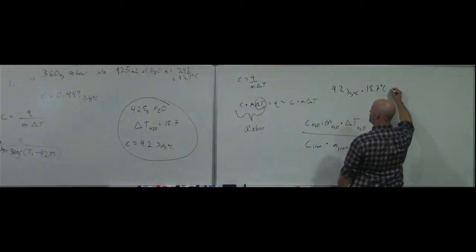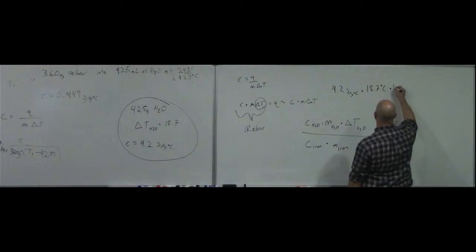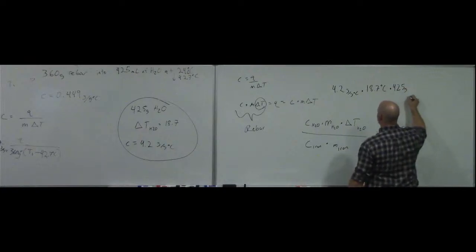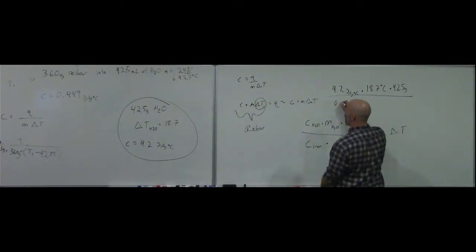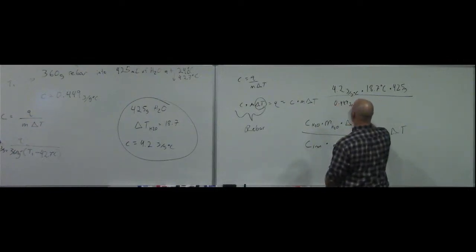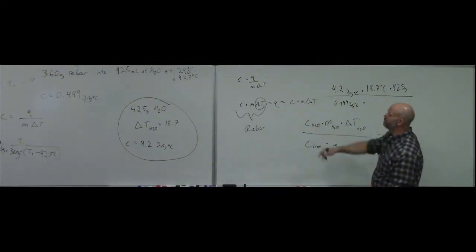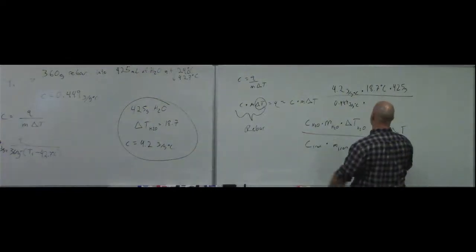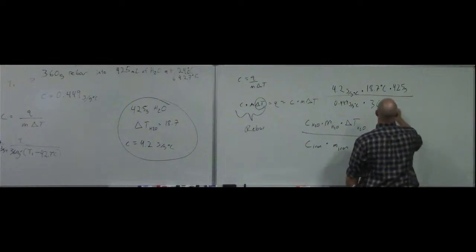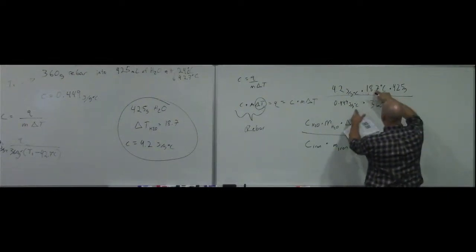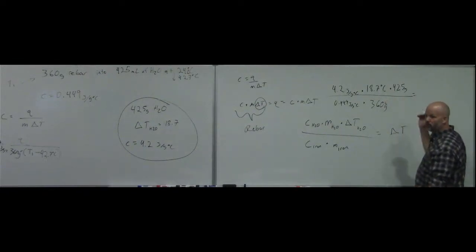I need a mass of this, right? What's my mass? 425 grams. And I divide this by the specific heat of iron, which you guys said is 0.449 joules per gram degree centigrade, times the mass of my iron, which is 360 grams, right? So these would cancel out, these would cancel out, I'd be left in degrees Celsius, which is at least the unit that I want, right? So when you run this math, what do you get?